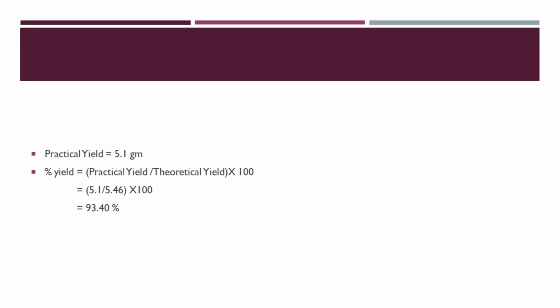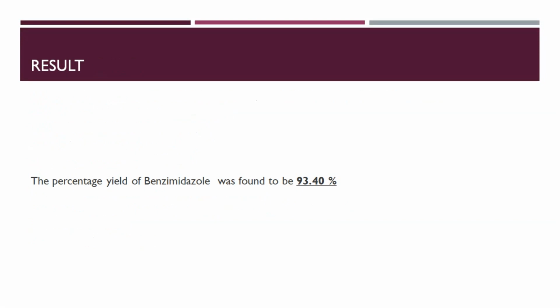So formula for percentage yield is practical yield divided by theoretical yield into 100. So practical yield is 5.1 gram divided by theoretical yield, which is 5.46 gram, into 100. So it comes out to be 93.40 percentage. So percentage yield of benzimidazole is 93.40 percentage. Now let us see how to write the result. So result can be written as the percentage yield of benzimidazole was found to be 93.40 percentage.